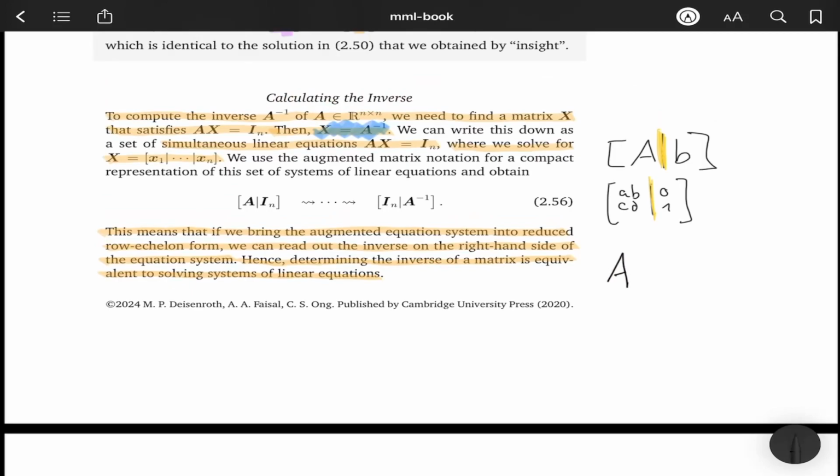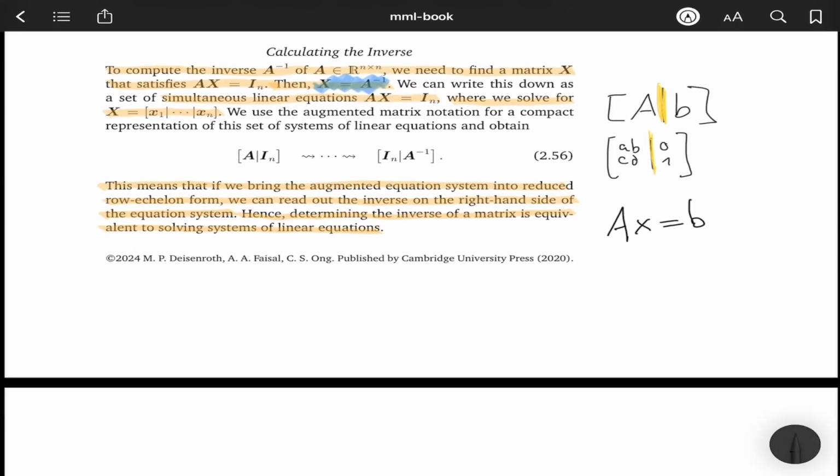We have an equation usually like this: matrix times vector equals b, a new vector. Now they're saying we have matrix times matrix X equals identity matrix. So that's why we have now our system of linear equations, something like that.